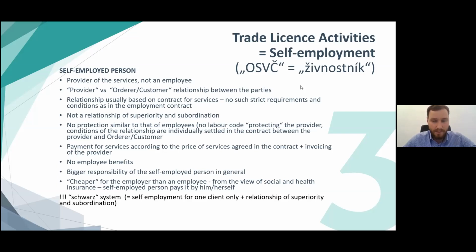There's one thing I'd like to point out, and that's something called the Schwarz system. That is something that looks a lot like an employee relationship, but it's not. It's an OSVČ. It's something that's illegal in the Czech Republic. It means that you're self-employed, but you only work for one client. So you're pretending that you are not in an employee relationship, but you actually are. So this is one thing to be aware of.